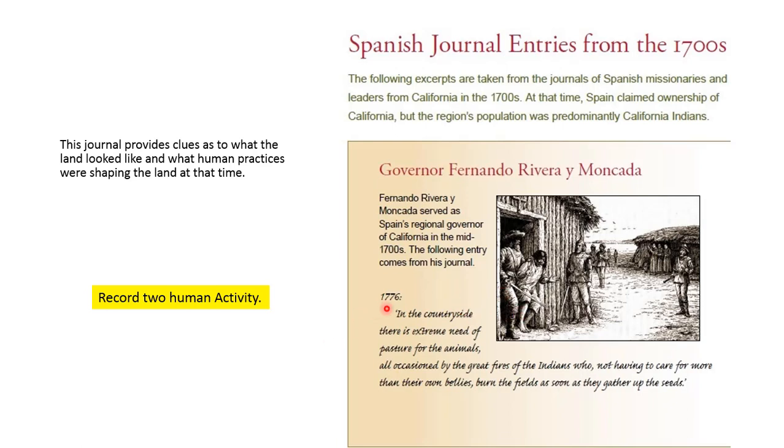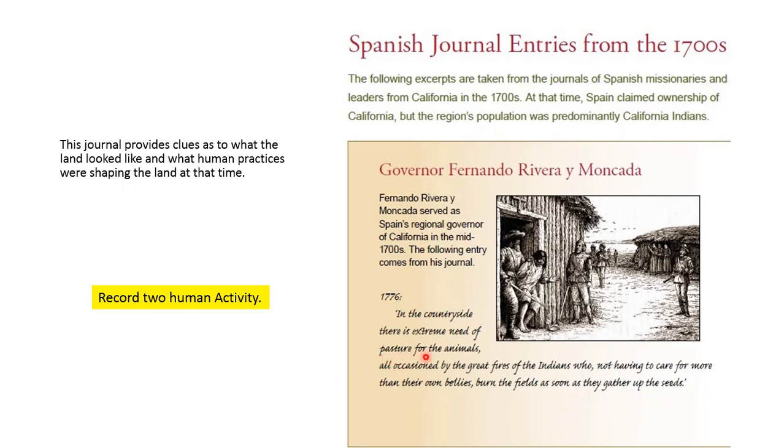1776. In the countryside, there is an extreme need of pasture for the animals, all occasioned by great fires of the Indians who, not having to care for more than their bellies, burn the fields as soon as they gather up their seeds. So, two human activities.